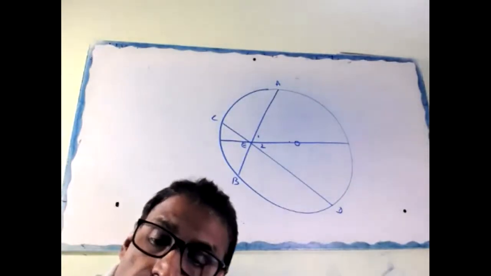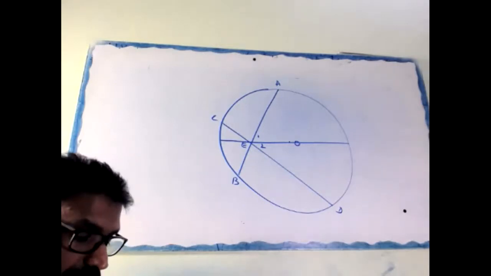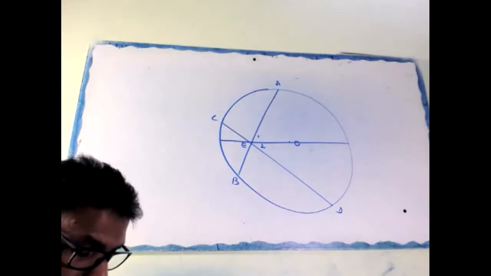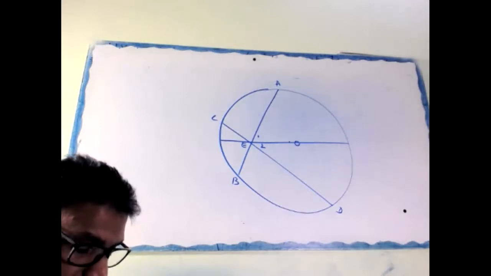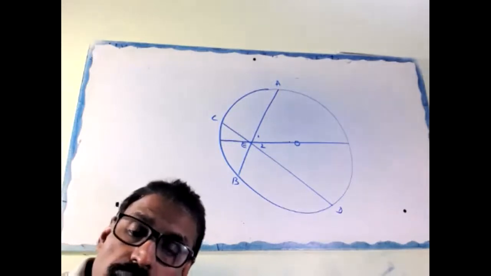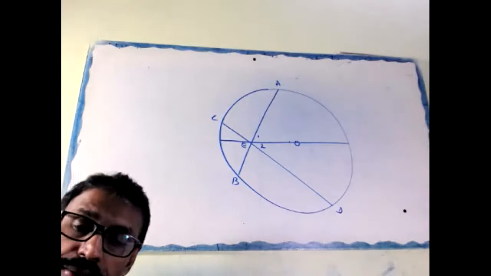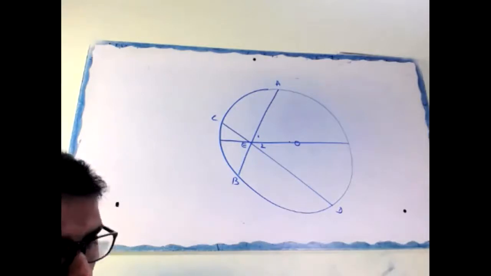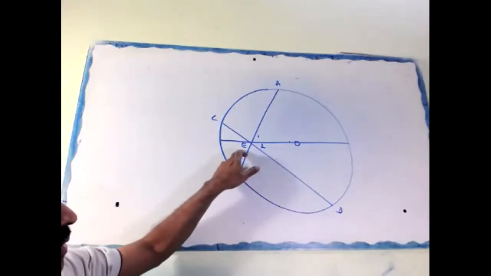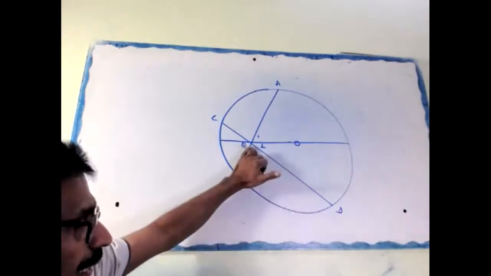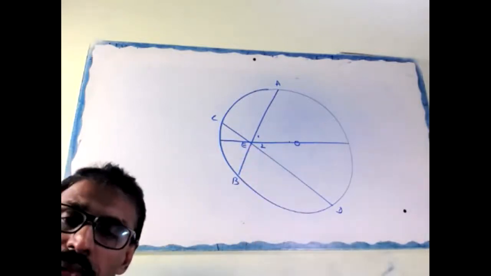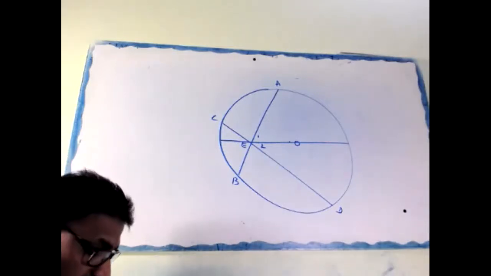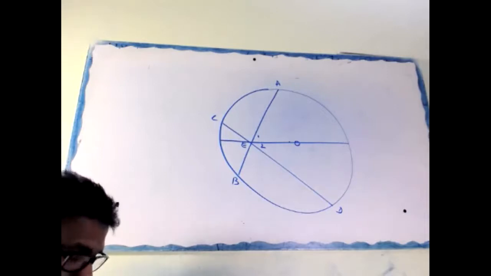Understand the question now? Pranav? Listen, AB and CD are two chords intersecting at E. The diameter through E makes equal angles. That means angle 1 equal to angle 2. Prove that AB equal to CD. That's the question. Okay, then look here now.